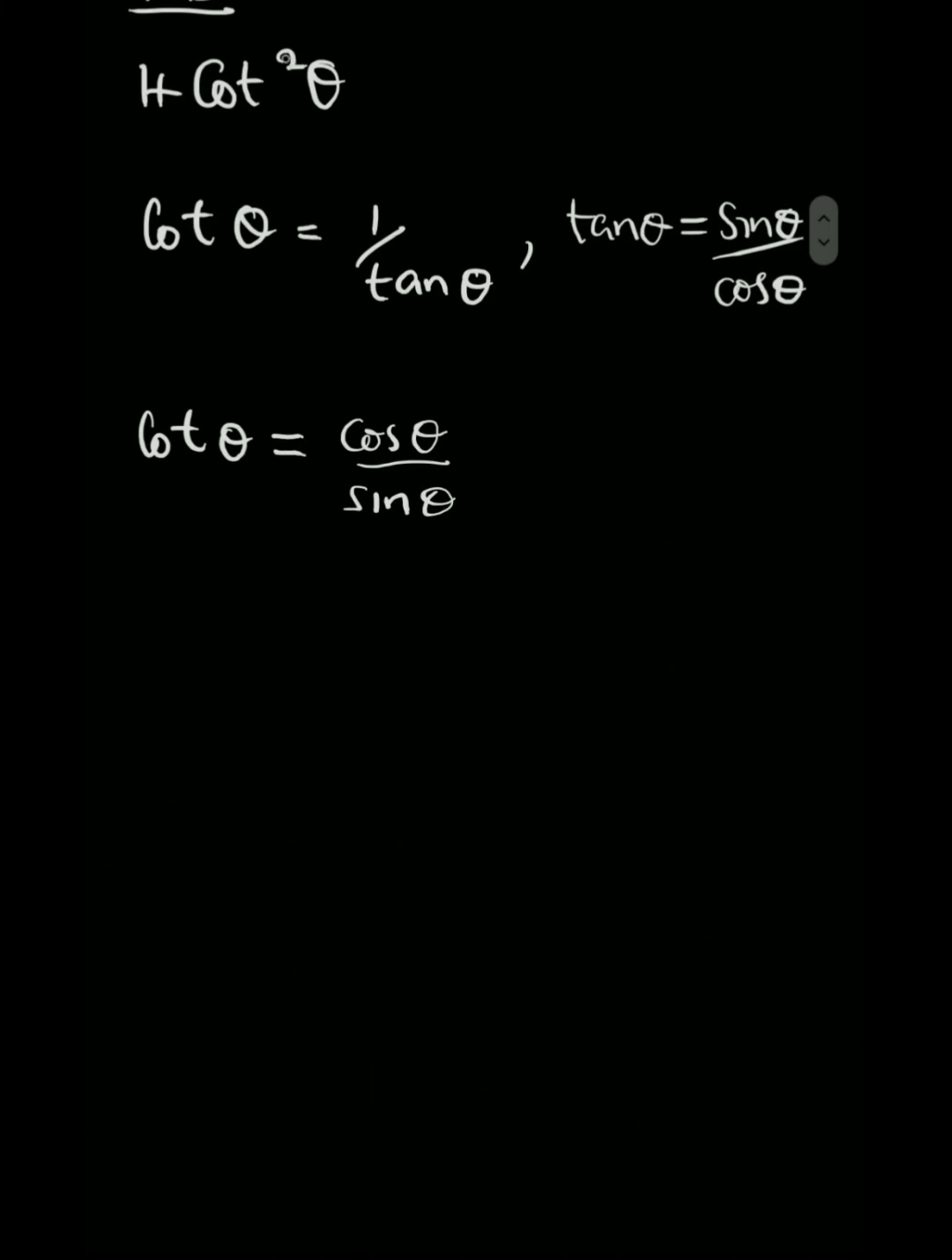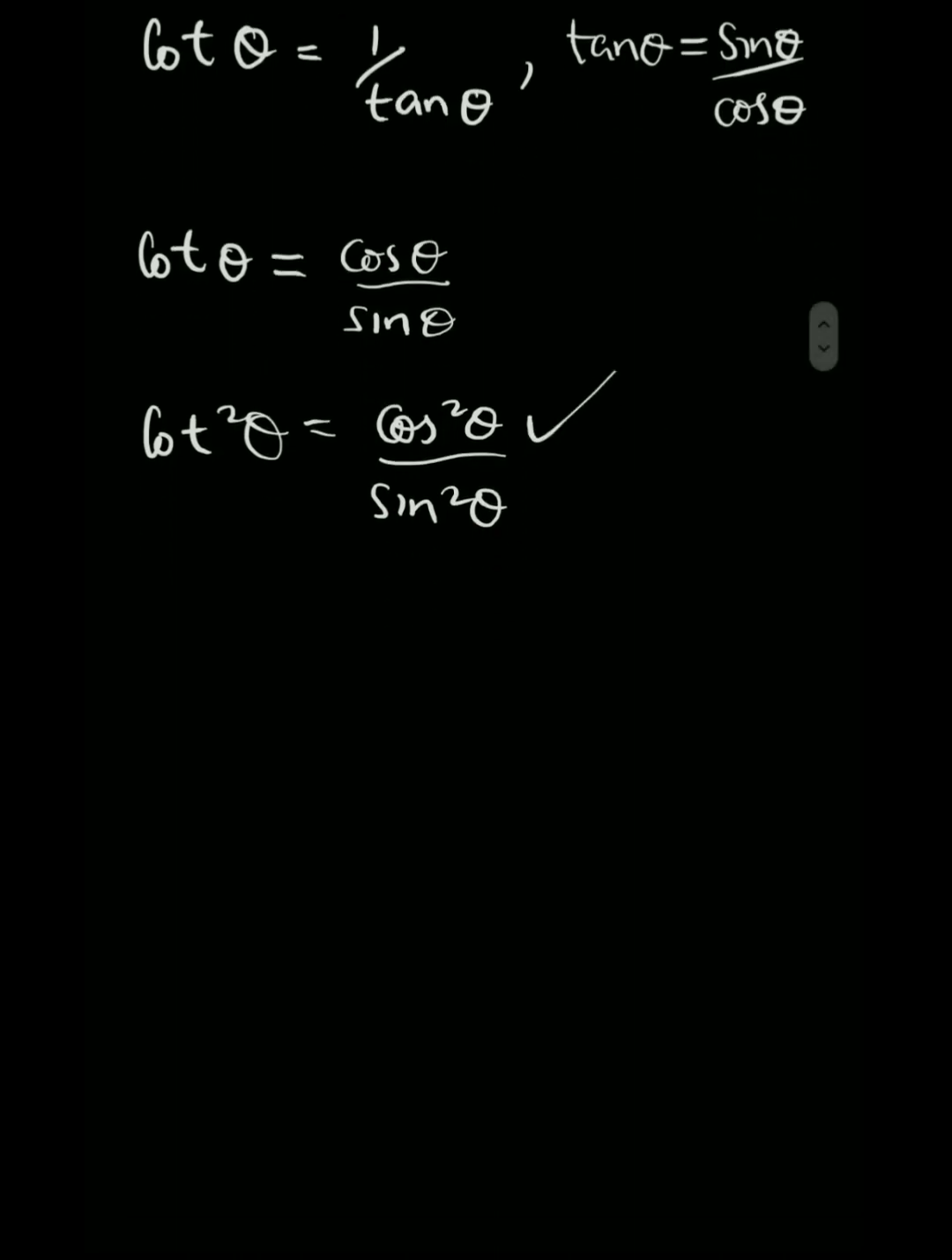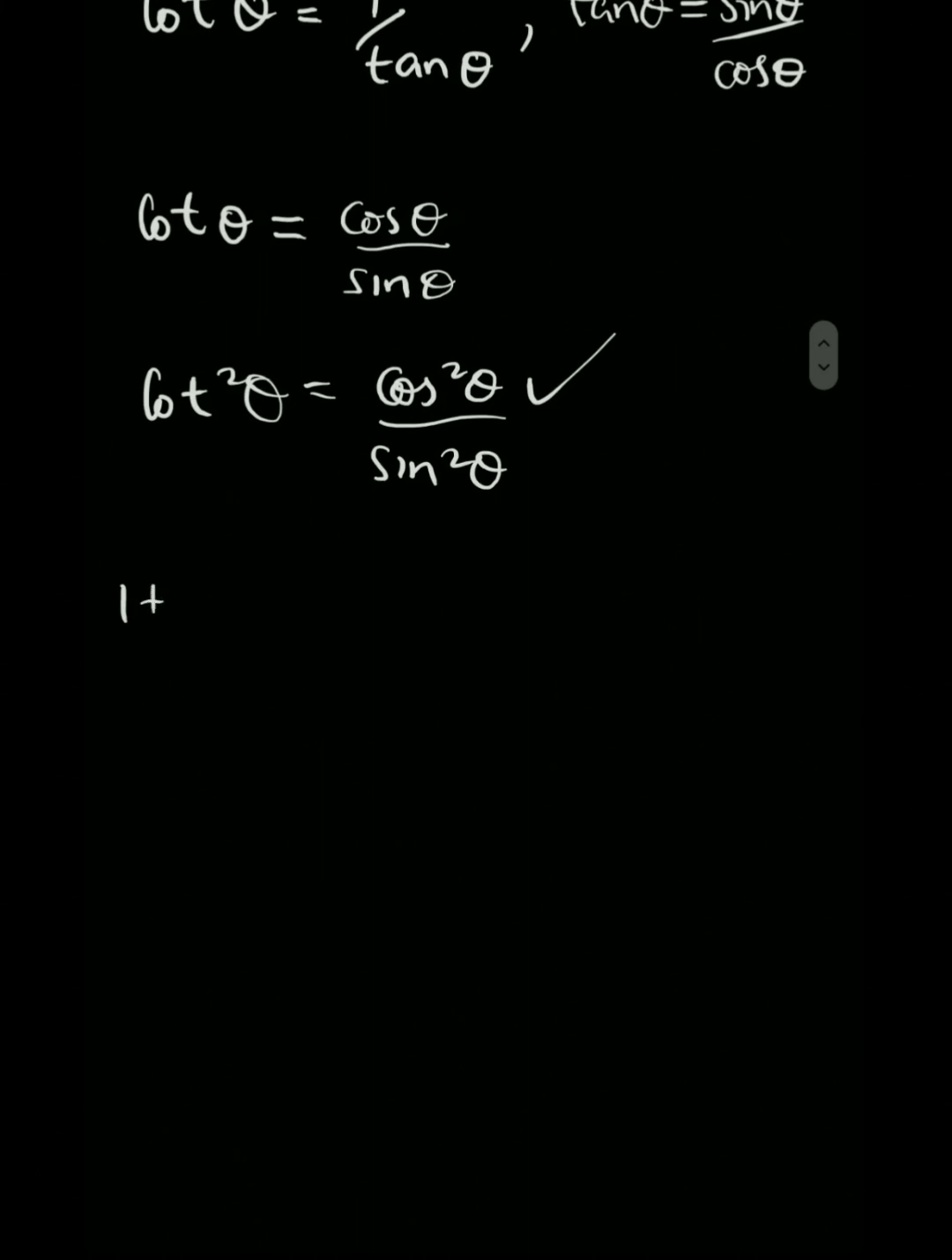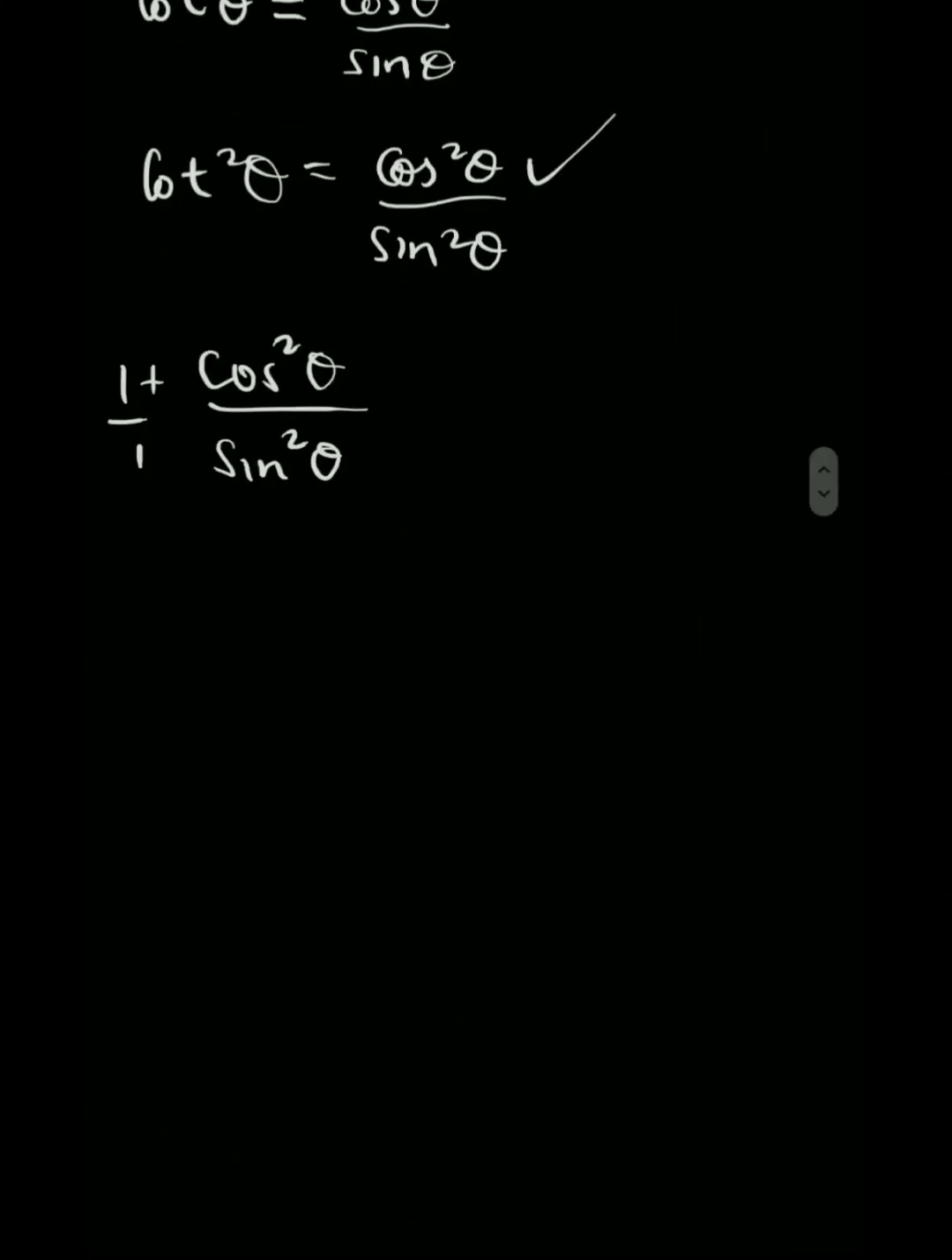Now here what we have is squared, so that means if we square our cot, it gives us cos squared divided by sine squared. So this will be our substitution for this part. So we have 1 plus cos squared theta over sine squared theta. So we're going to express this sum as a fraction like that.